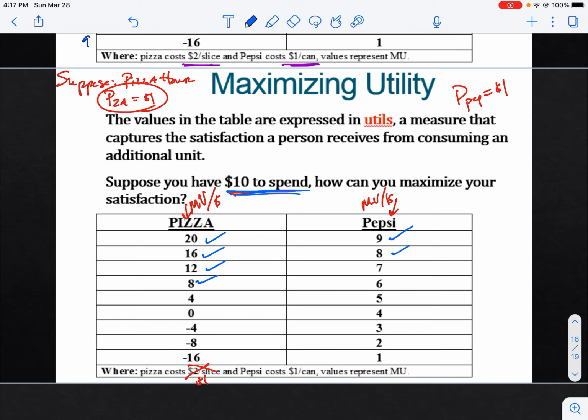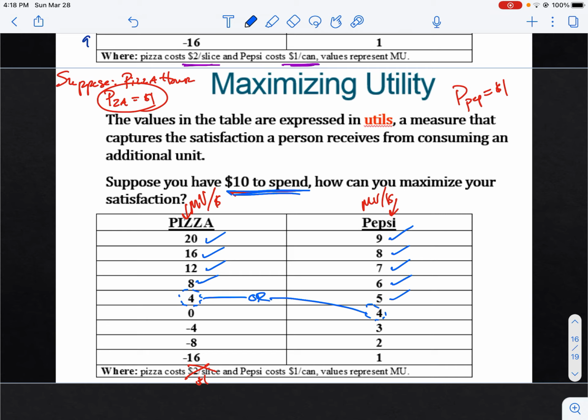The next slice of pizza only gives me 4 units of happiness, so I'm going to buy a Pepsi. Now I've spent $7. And what's next? Another Pepsi. That's $8. And what's next? One more Pepsi, because 5 is greater than 4. And then finally, what am I going to do with my last $1? It's either a slice of pizza or a can of Pepsi, and it doesn't really matter.